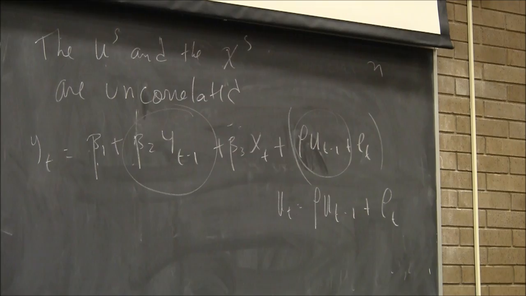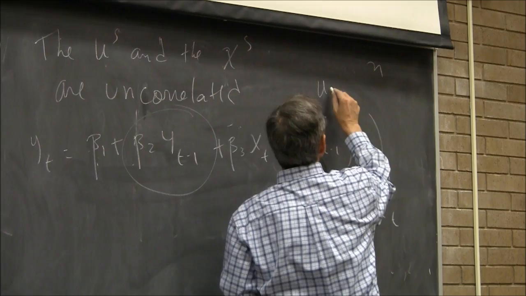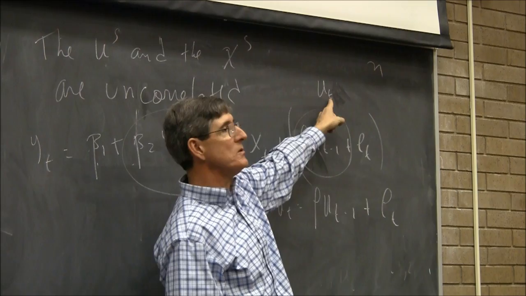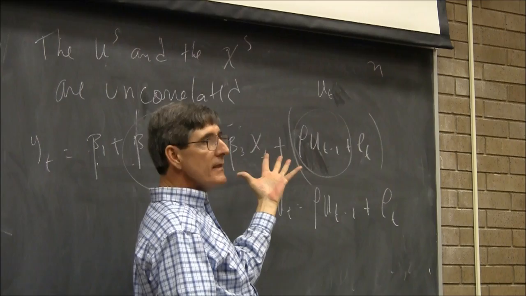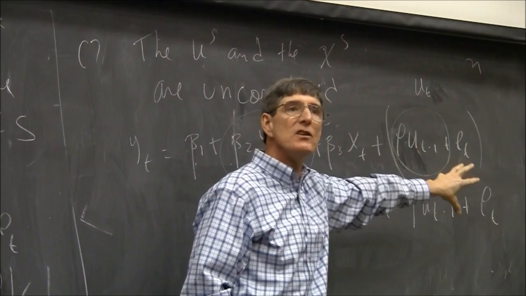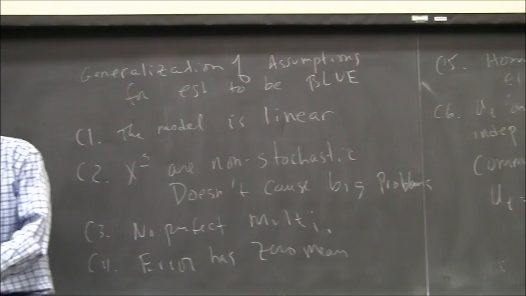Because yesterday this was Y_{t-1}, and this whole term here is U_t. Yesterday, this was Y_{t-1}, and this was U_{t-1}. So that and that are correlated, clearly. Now, that's a problem. That means all of our estimates are biased. Whenever you have correlation with the X's and the U's, your estimates are all biased, and that's a big, big problem. Let me do the next three real fast, because they're not a problem.